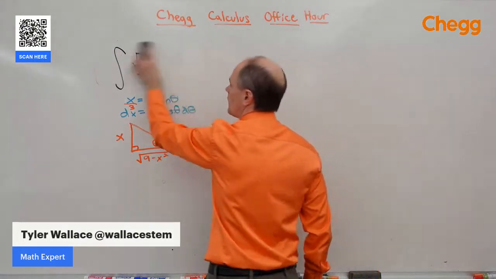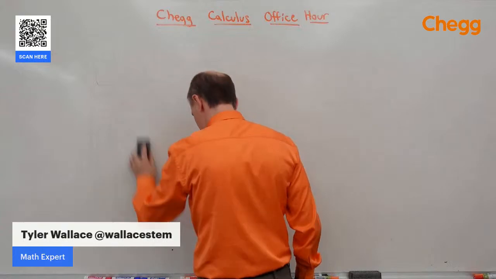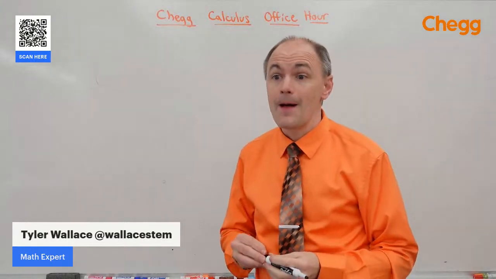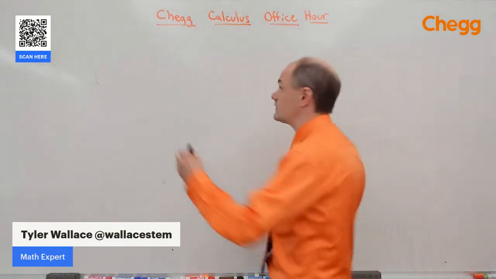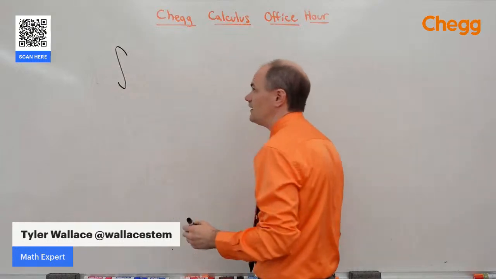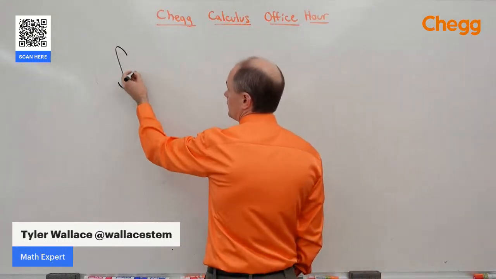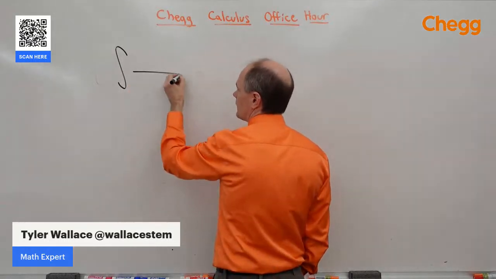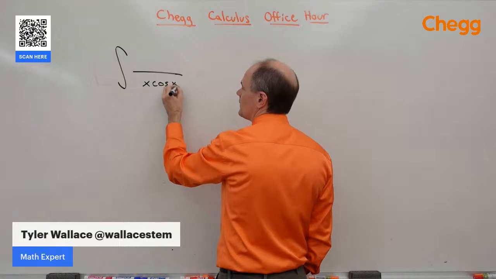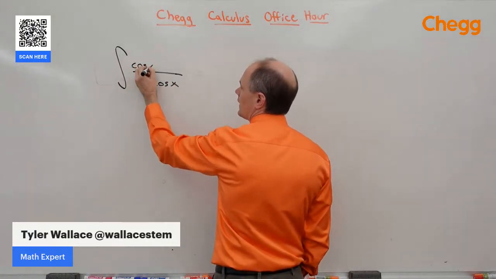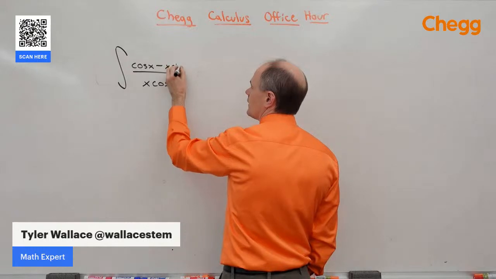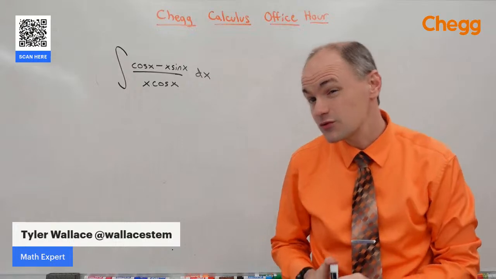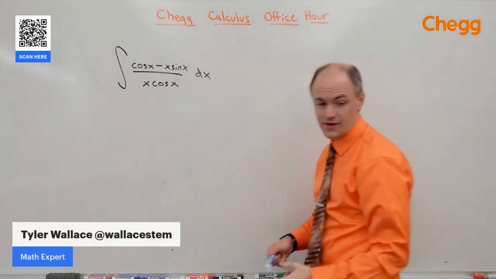U substitution is probably the most used integration method that we're going to see. It's really doing the chain rule of derivatives backwards. So let's take the integral of, well, I want to pick a good one. Let's do x cosine x in the denominator. Let's do cosine x minus x sine x in the numerator, dx. Maybe the way I built it made it a little more obvious what's happening, but that's okay.